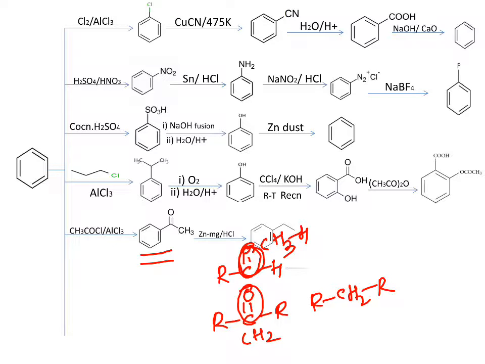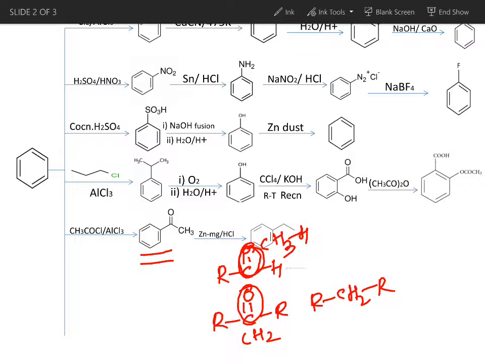When an aldehyde or ketone is reacted with zinc amalgam in the presence of HCl, this is called Clemmensen reduction. That is the conversion of an aldehyde or ketone into an alkane with the help of zinc amalgam and HCl. The reaction is called Clemmensen reduction.